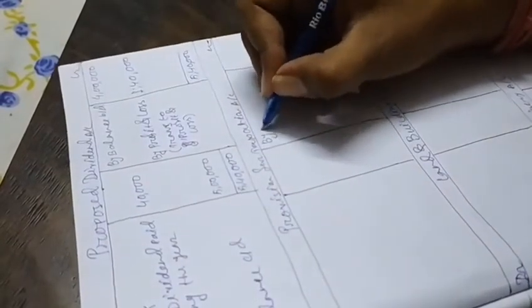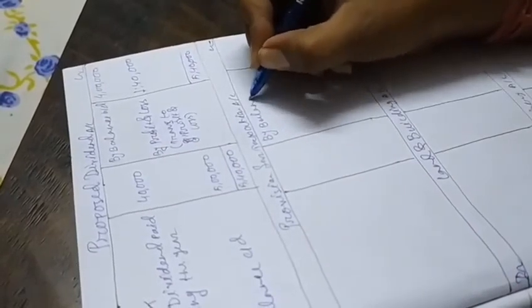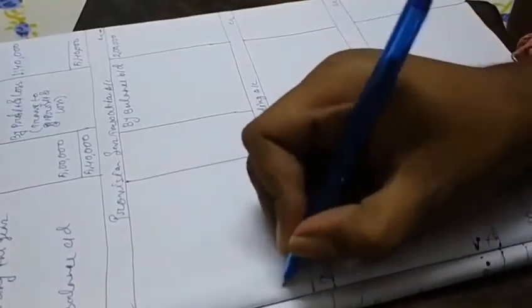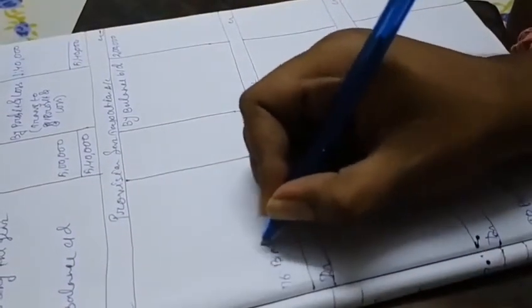Okay, then comes the next one, that is provision for taxation. Provision for taxation is a credit balance. Opening balance 2 lakh and the closing balance is 2,40,000. So opening balance 2 lakhs and the closing balance 2,40,000.